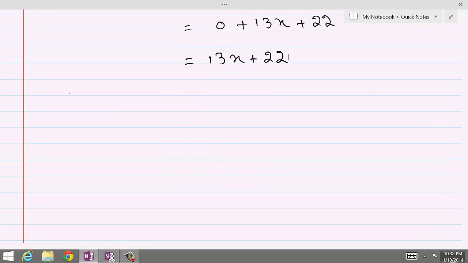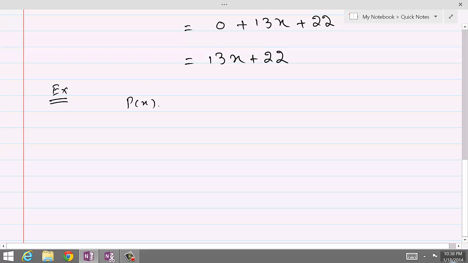Let's do another question. In this question, we have a polynomial p(x) equal to 11x square minus 3x plus 18, and another polynomial which is q(x), that is 9x cube minus 3x plus 11.